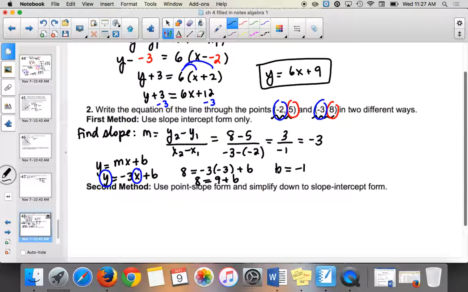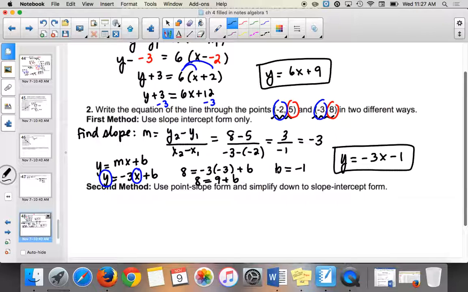So if I plug in 5 and negative 2, like that, 5 equals negative 3 times negative 2 plus b, I get 5 equals 6 plus b. And then if I subtract the 6, see how I get negative 1? Yeah, so I have b is equal to negative 1. So I have my m and my b, so it's y equals negative 3x minus 1. Done.